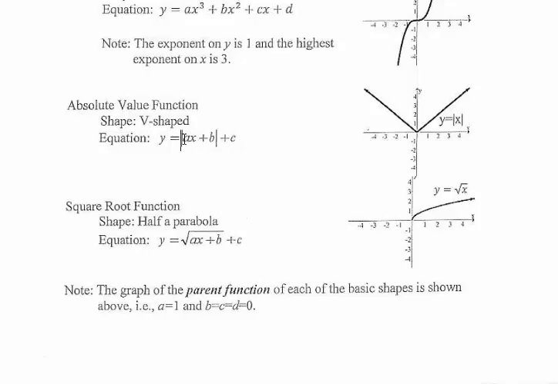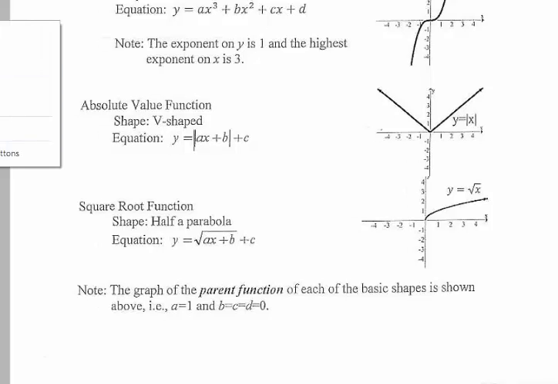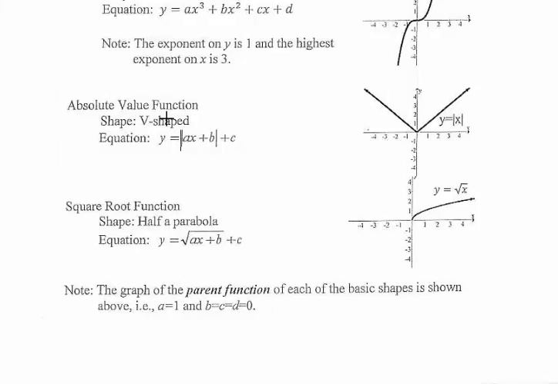Absolute value, okay, these bars. These vertical bars here are absolute value bars. We take the zero or positive value of the number inside. We have square root. Here's a radical. Okay. And then they give you a little picture of what they generally look like off to the right. Any of these can be referred to as parent functions whenever a equals 1 and all of the other coefficients are 0.